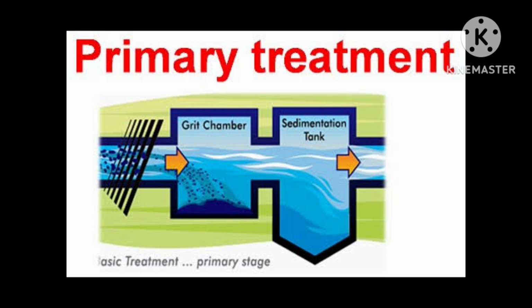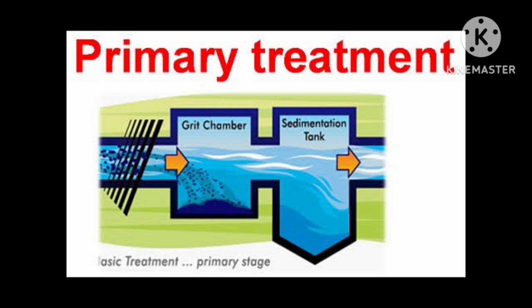Secondary treatment or biological treatment is generally accomplished by the activated sludge process method. Activated sludge method. That is the main step under secondary treatment. What is actually this activated sludge process? What happens in secondary treatment? This is the main step.